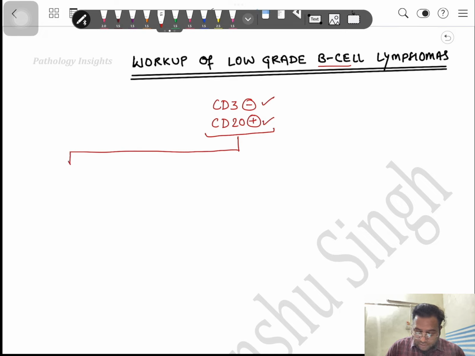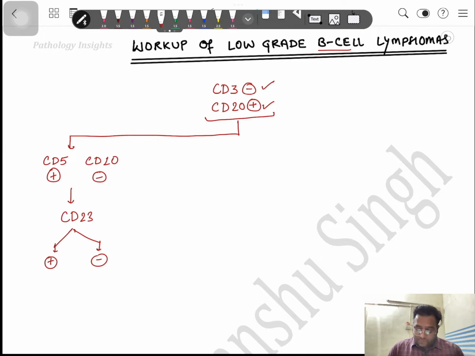After this we do a panel called CD5 and CD10 panel. CD5 positive, CD10 negative. Then we'll look for CD23. It can be positive, it can be negative. If it is positive, then we call it CLL or SLL, chronic lymphocytic leukemia or small lymphocytic lymphoma. If it is negative, it is basically MCL, mantle cell lymphoma.